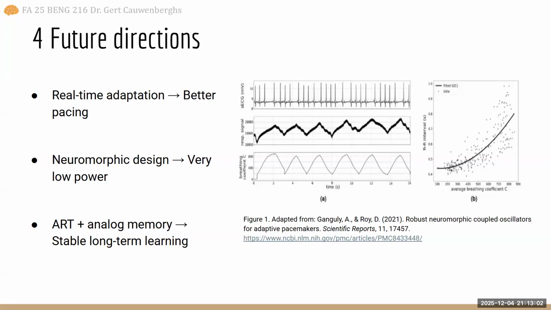Also, incorporating the technology ART, or adaptive resonance theory, combined with some analog memory elements, could allow the pacemaker to learn long-term patterns in the patient's cardiac behavior. So this would enable more stable learning without catastrophic forgetting. So it would be able to change itself over time while keeping older patterns intact. And this would make the device more personalized as the patient ages.